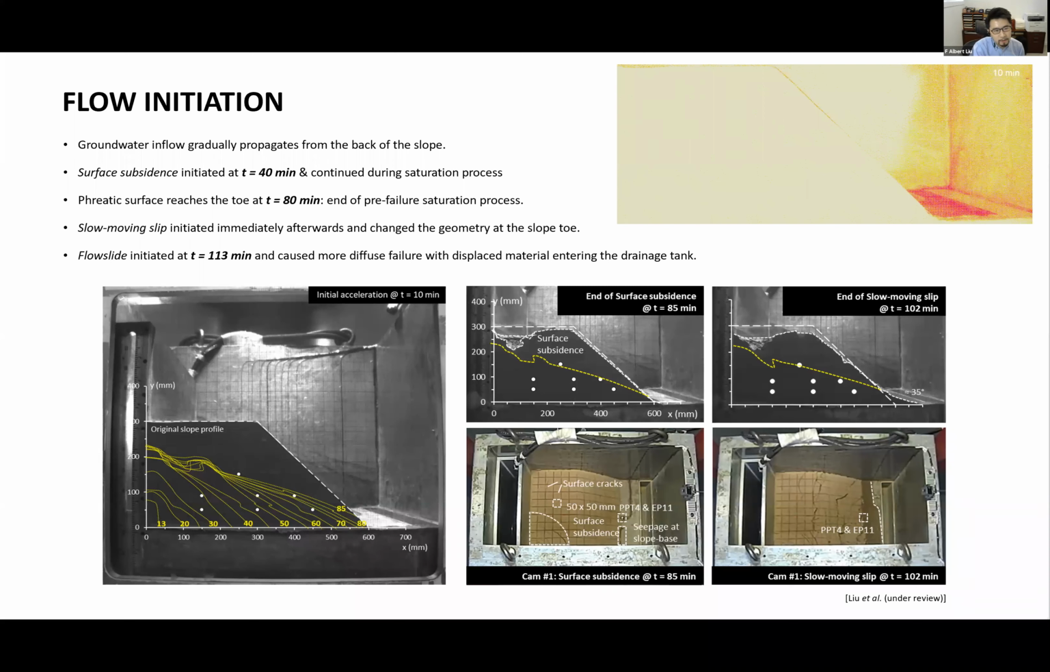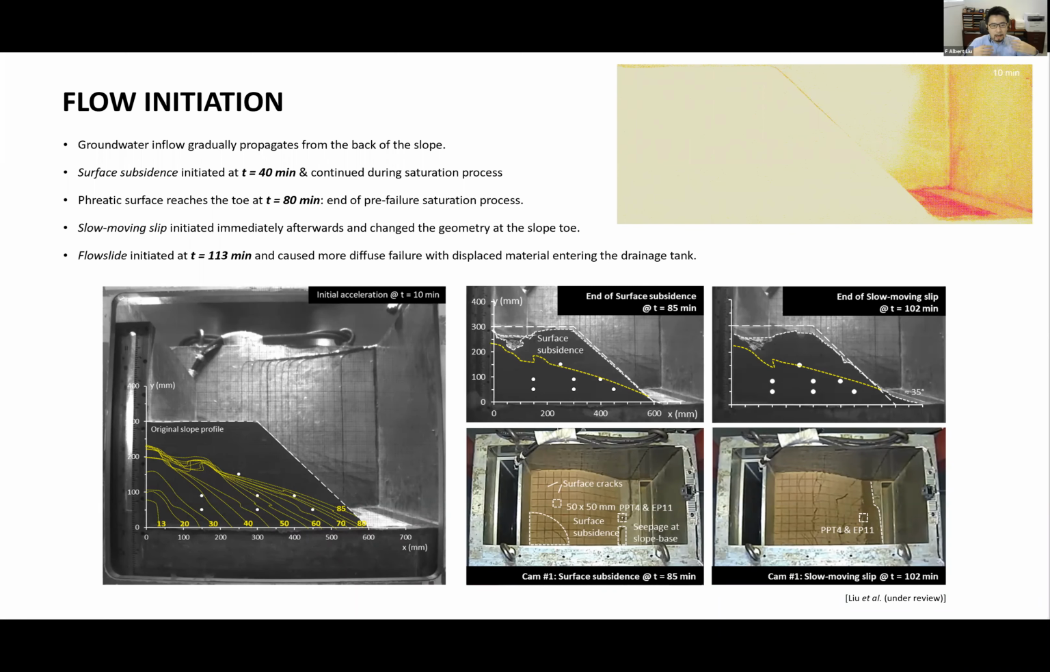When you have the phreatic surface propagating, first, during the initial acceleration, you see the surface subside a little bit. And as the groundwater levels start to increase inside your slope, the phreatic surface propagates and reaches the toe at about 80 minutes since the beginning of the test, and that's the end of the pre-failure saturation process.